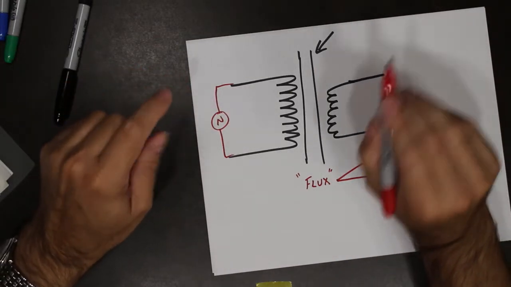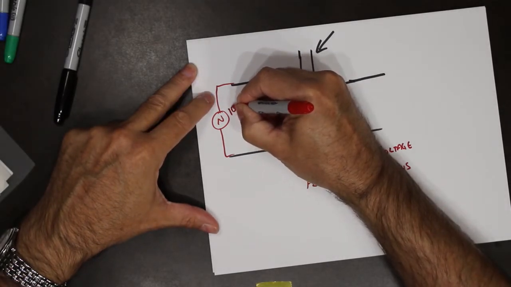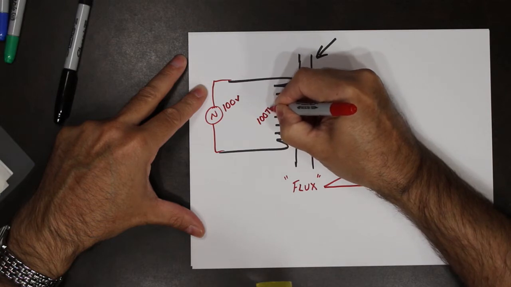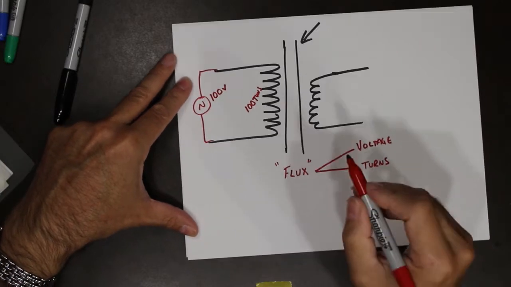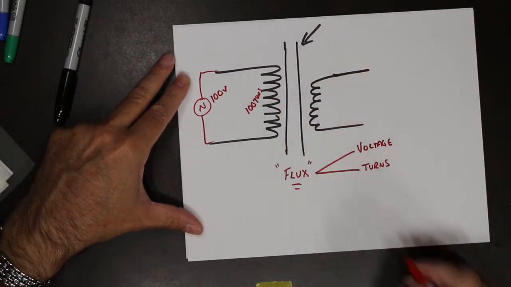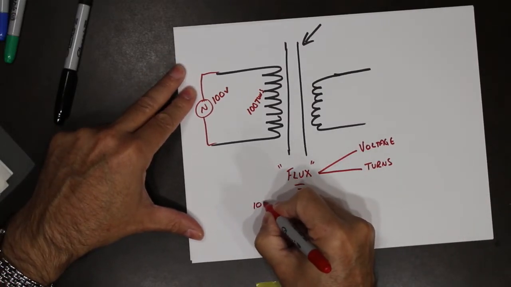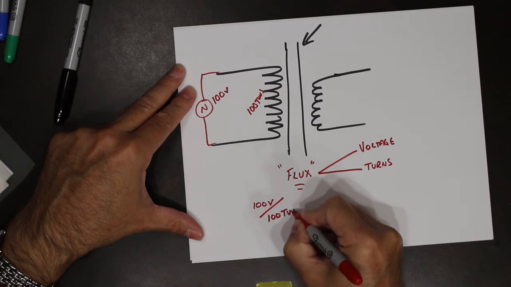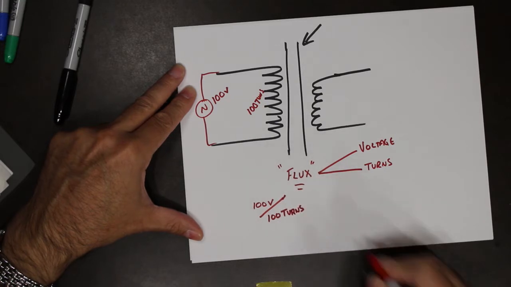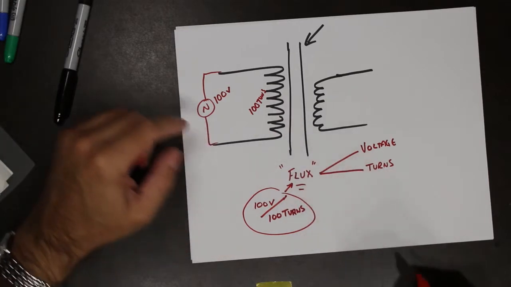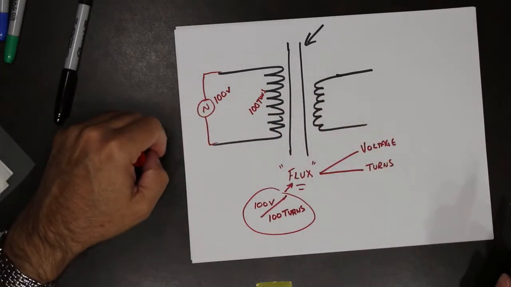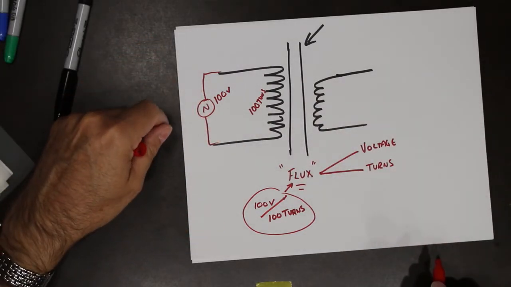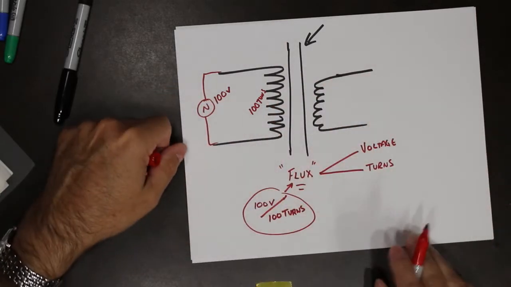So let's pretend we had 100 volts and we had 100 turns in the coil. We can make a statement that the flux that would be flowing here was created by 100 volts on 100 turns. So this is what actually created that flux. 100 volts placed on 100 turns creates a certain amount of flux. If I put 200 volts on 100 turns, that would create more flux. If I put 50 volts on 100 turns, that would create less flux.